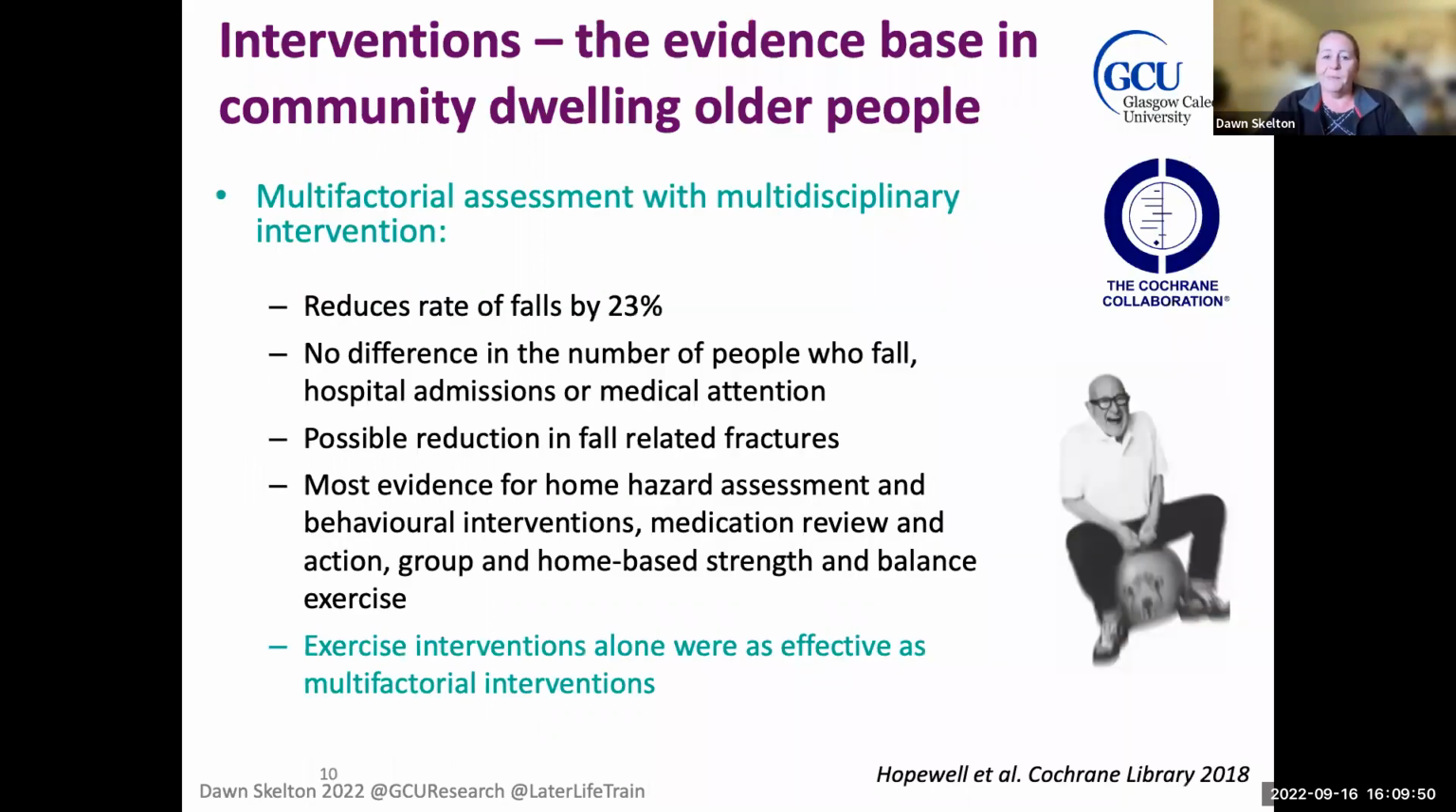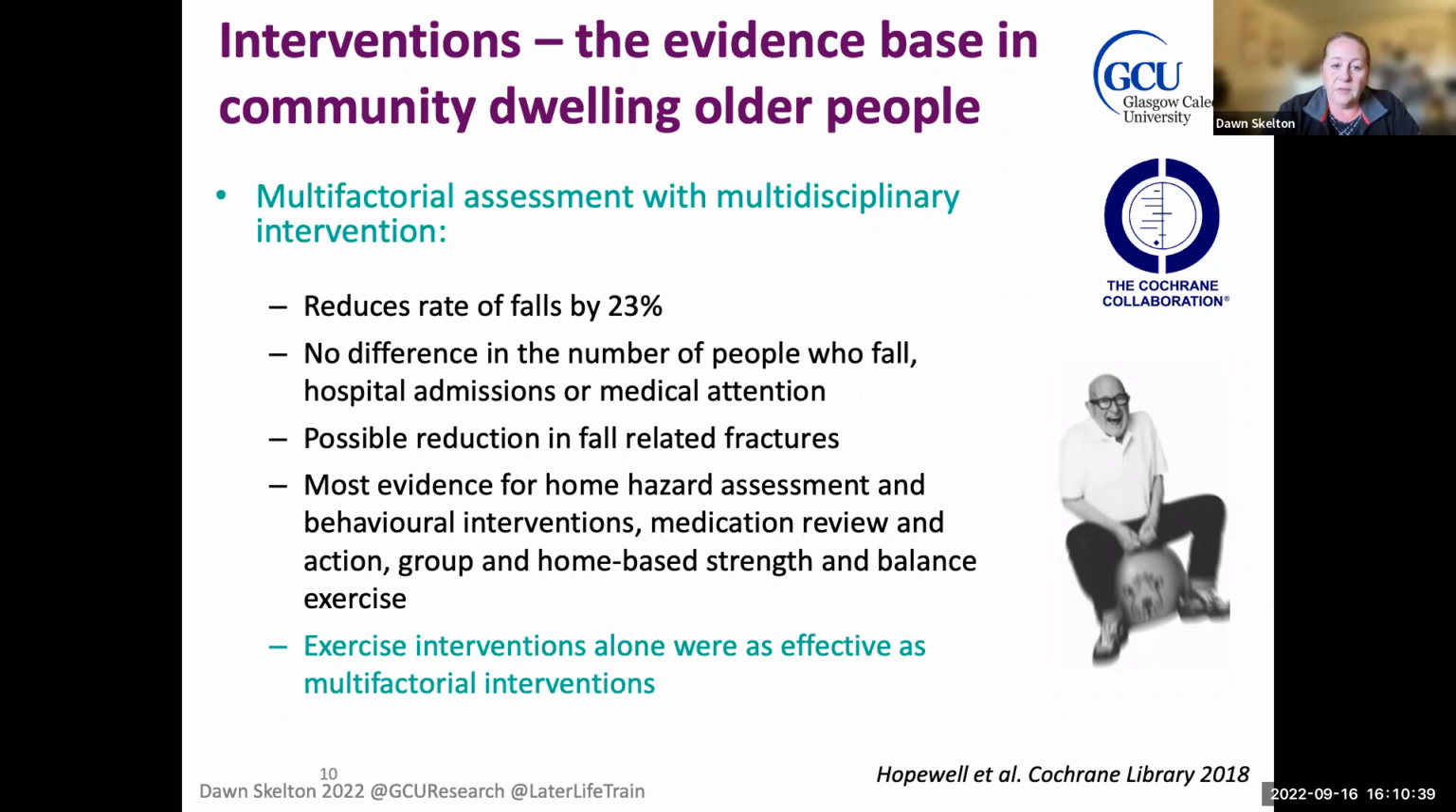So what about interventions to keep people upright? Well, in terms of community dwelling older people, we have a large number of studies now, and the Cochrane collaboration have done a systematic review of all of those studies, and in particular looked at multifactorial assessment, looking at the multiple range of risk factors that might be important to an individual, and then multidisciplinary intervention based on that assessment. And those sorts of programs do reduce rate of fall. So if someone is having falls, then you will be able to reduce the number of falls that they have in time. But there doesn't appear to be a difference in the number of people who fall, hospital admissions or medical attention. There's a possible reduction in fall-related fractures, but this is small and low certainty evidence.